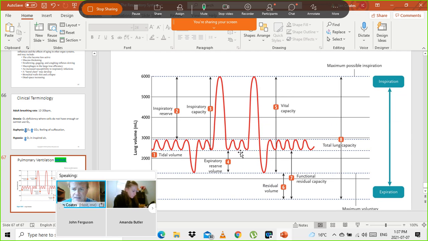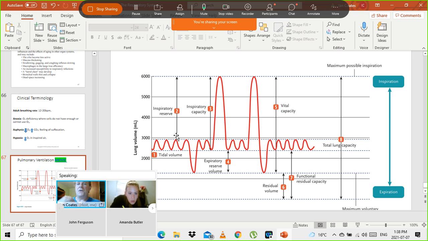There's a couple of interesting things on here. But you can see here that this is your total lung capacity. But have a look. This is our normal breathing right in here. That's all we breathe when we're breathing normally. Okay? And inspiratory reserve.